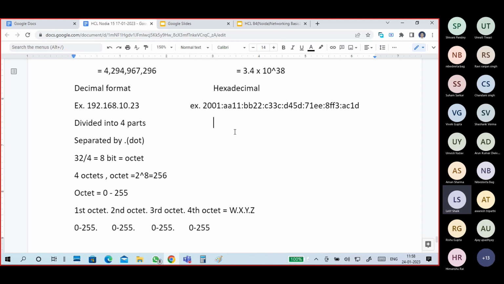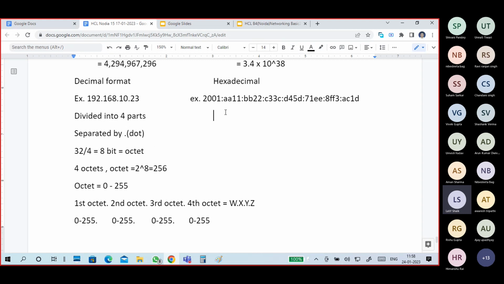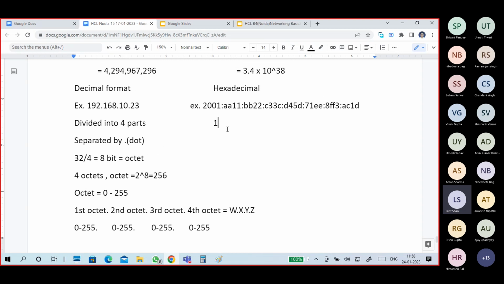Learning IP addresses and their subnet masks is different from learning IPv6. But both are IP addresses, both have their own properties, and both are used for communication purposes. IPv6 is represented in hexadecimal format, guys. One single hexadecimal digit is 4 bits.